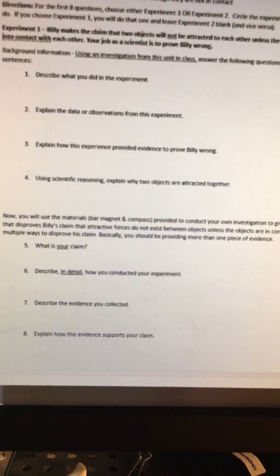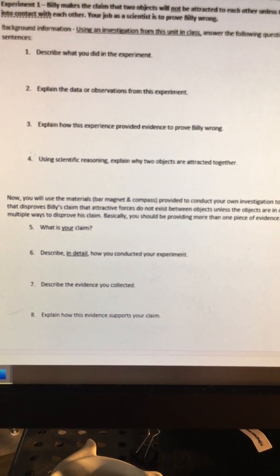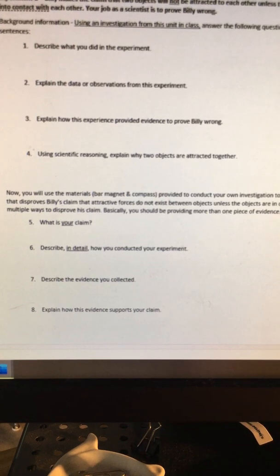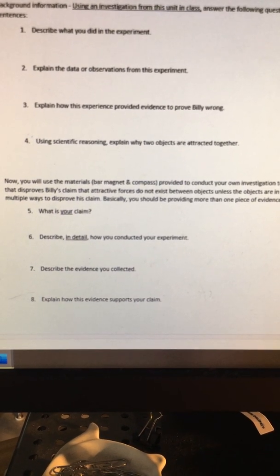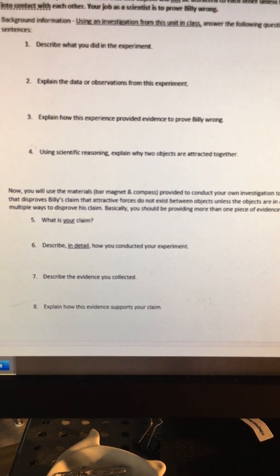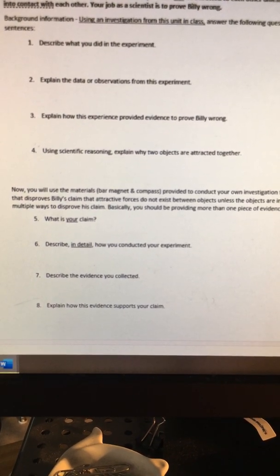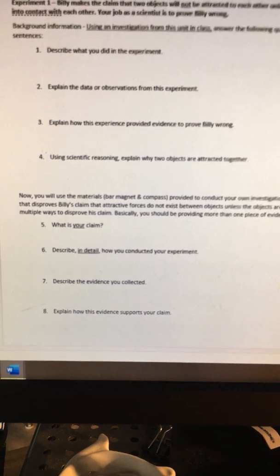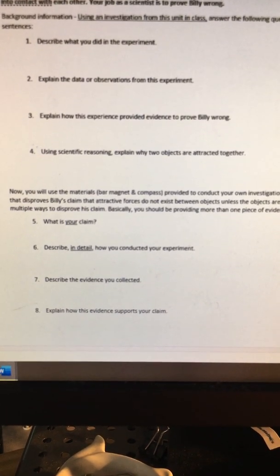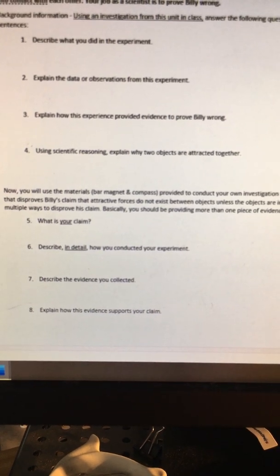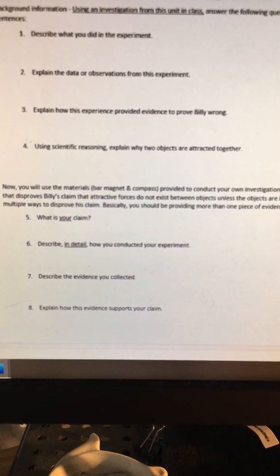Question 6, describe in detail how you conducted your experiment. Again, you're doing that experiment with a bar magnet and a compass. You might need to share those things, so some of you might need to just start on question 12 of this test and then come back to this part if you don't have stuff right away. Okay, so describe in detail how you conducted your experiment with the bar magnet and the compass.